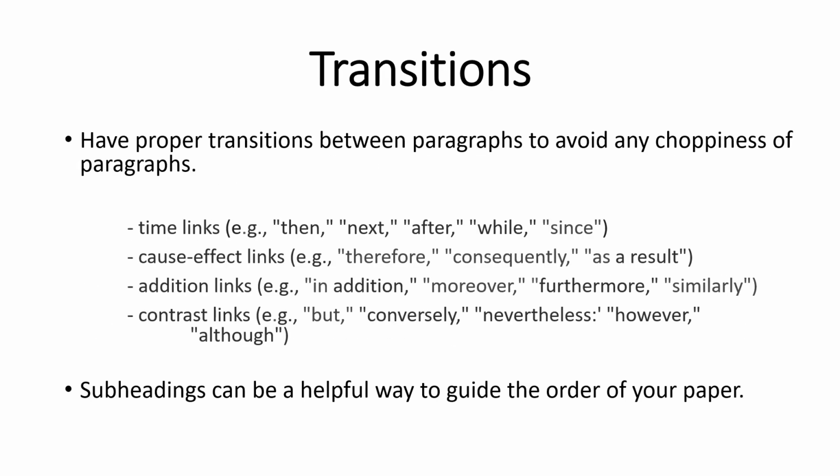Transitions can also help avoid choppiness of paragraphs, and there's different categories that transitions can fall into. If you are listing the steps you took to do something, you might use time links where you state words like first, then, after, and so on. If you want to explain cause and effect, like if you're using data to make an inference for something, you could use words like therefore or as a result.